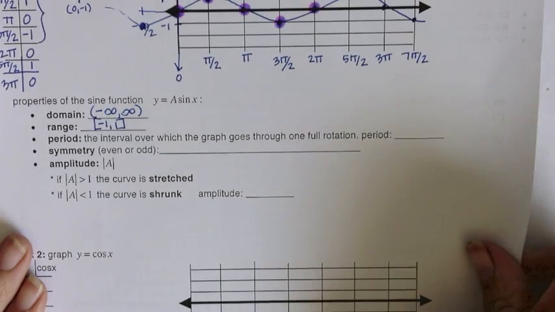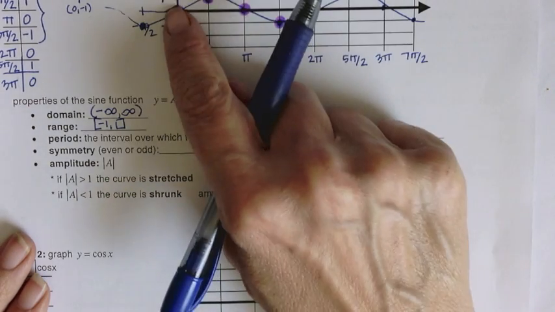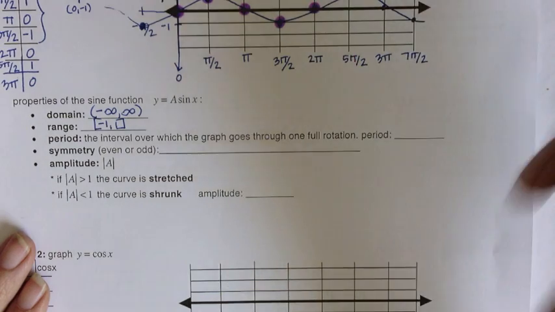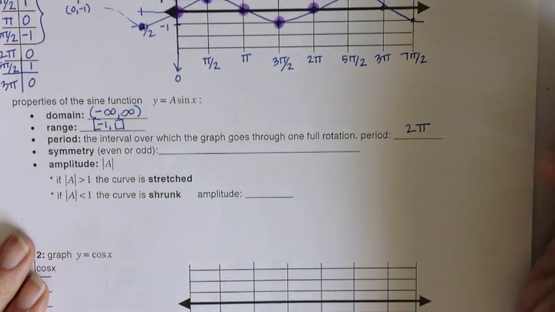Period: how long does it take for the basic sine graph to go through its one rotation? From start to finish to get back, it's a period of 2 pi. The symmetry, is it even or odd?